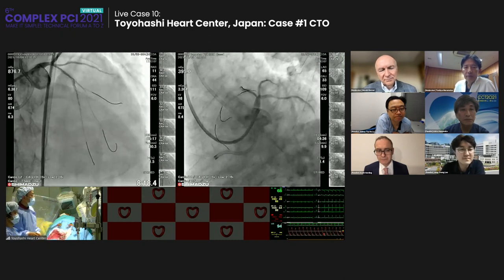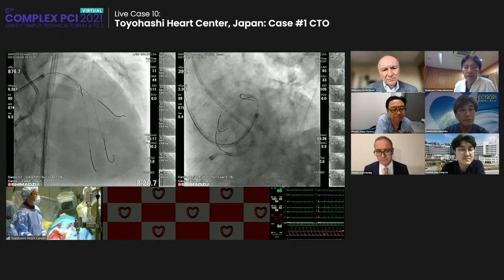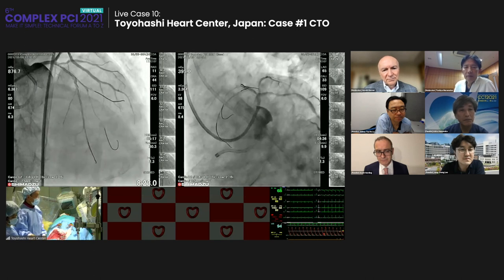So I want to dilate with a small balloon at low pressure.